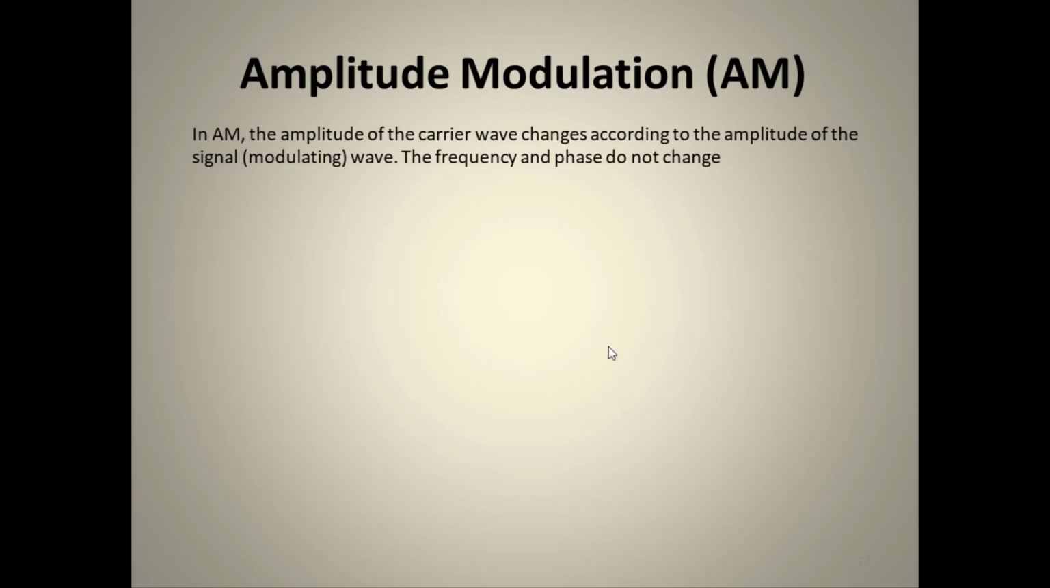In case of AM, that is amplitude modulation, the amplitude of the carrier wave changes according to the amplitude of the signal or the modulating wave. So we want to send the signal. This signal or the information is a very low frequency wave. So we mix this signal with one more signal, that is a carrier wave, and it is a very high frequency wave. In this case, the amplitude of the carrier is changing, and frequency and phase do not change.